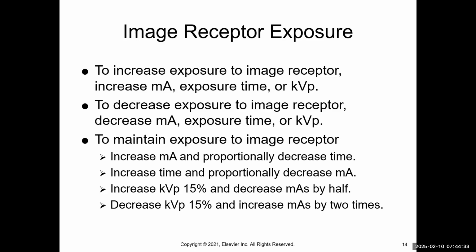And then if you increase kVp 15%, then we would have to do what to the mass to compensate? If we're trying to maintain receptor exposure, we would cut the mass in half. Or the opposite, if we decrease kVp, then we need to increase the mass by 2 times or by 100%.